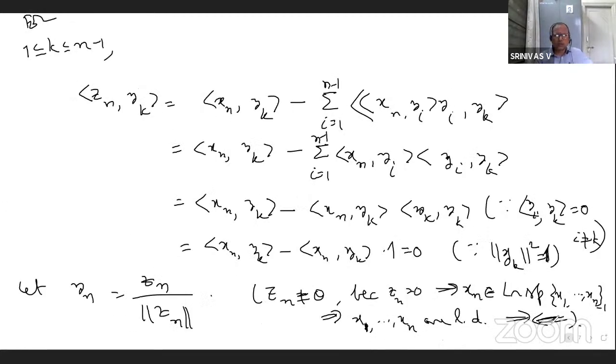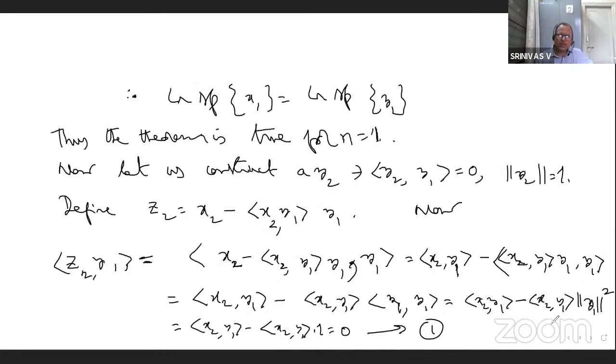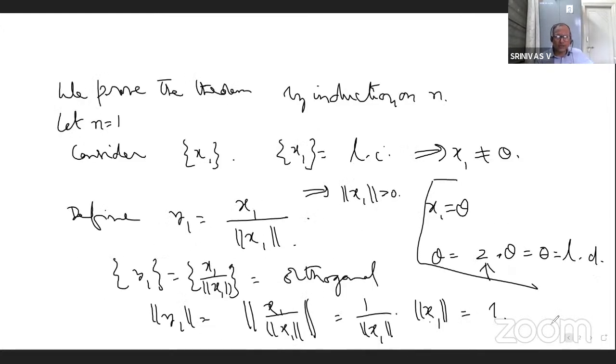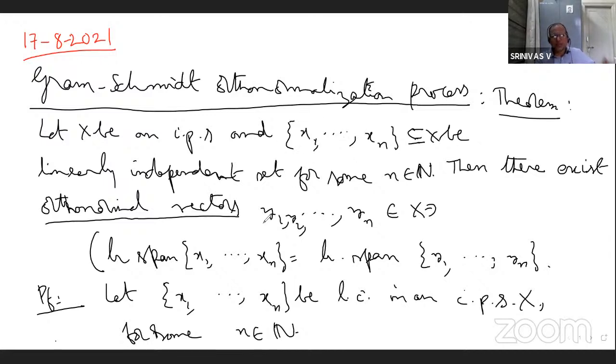So this is what is known as the Gram-Schmidt orthonormalization. If you are given n linearly independent vectors, you can construct n vectors which are orthogonal and orthonormal. In fact, every set of orthogonal vectors is linearly independent, of course provided the zero element is not there. This point should be kept in mind.